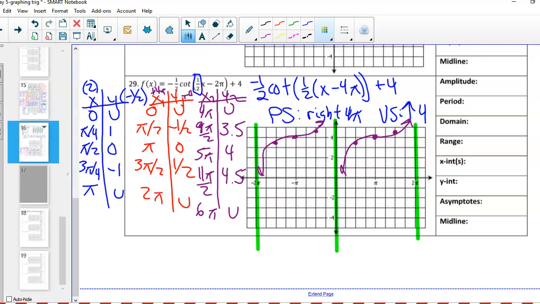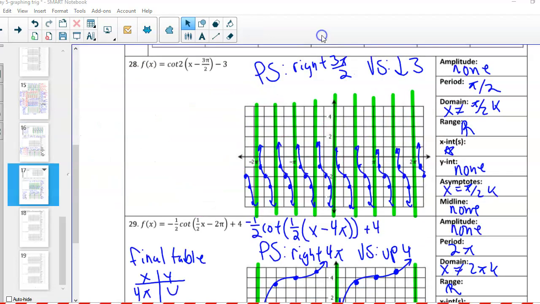Okay. You have one more example. I want you to try that example. That one can be done without a table, but you can use your table if you would like. And then I just have to talk to you about one more thing, one thing that I saw on the study guide. For 28, your graph should have looked like this.